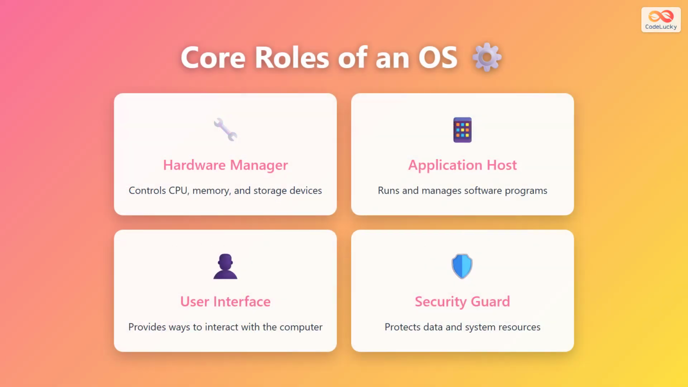An operating system performs 4 core roles. First, it acts as a hardware manager, controlling the CPU, memory, and storage devices. Second, it serves as an application host, running and managing software programs. Third, it provides the user interface, giving you ways to interact with the computer. And fourth, it works as a security guard, protecting your data and system resources from unauthorized access.